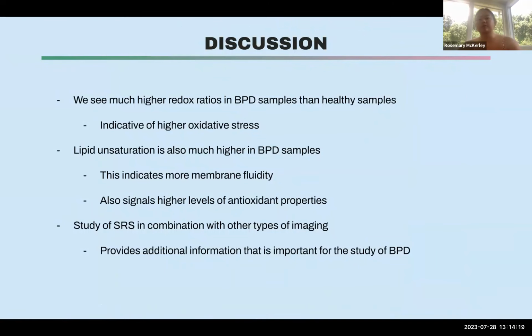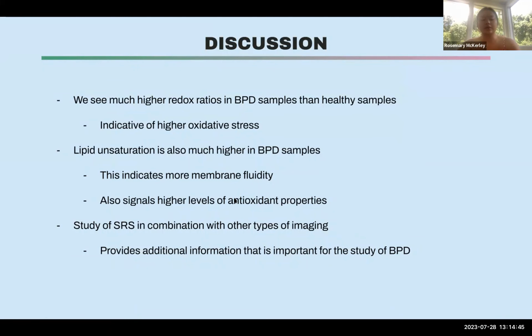So like I said, we see much higher oxidative stress in the BPD samples, which was to be expected based on what we know about BPD. And the lipid unsaturation is also much higher in BPD samples. So now what we're doing is we're looking at using stimulated Raman scattering in combination with other types of imaging just to get as much information as possible for the study of BPD.